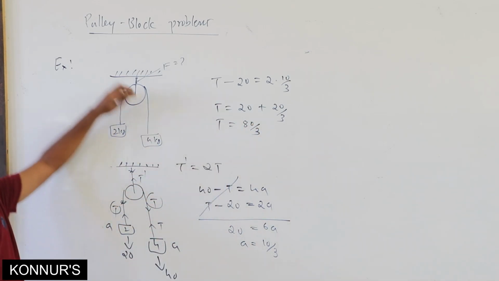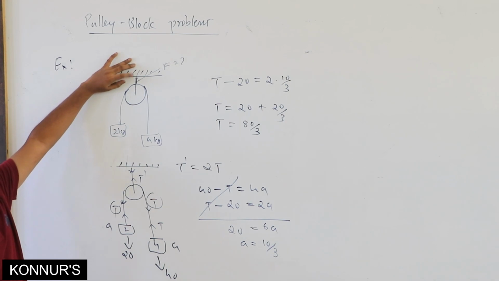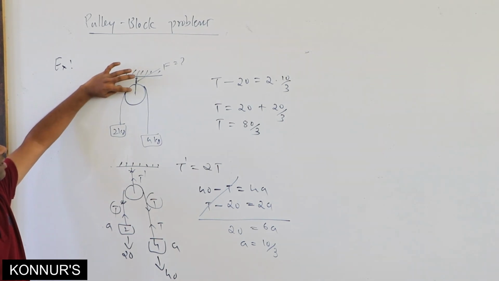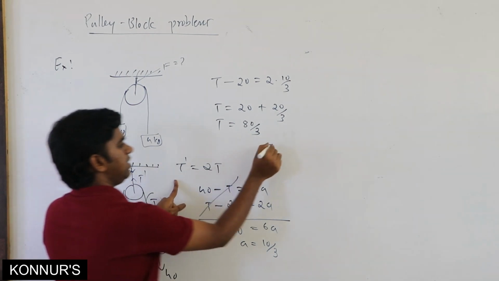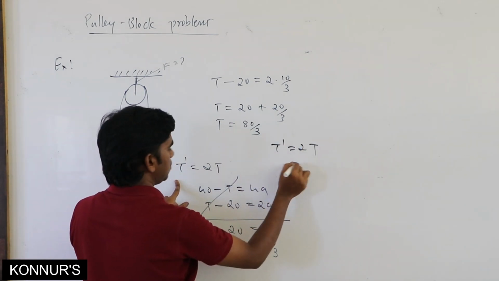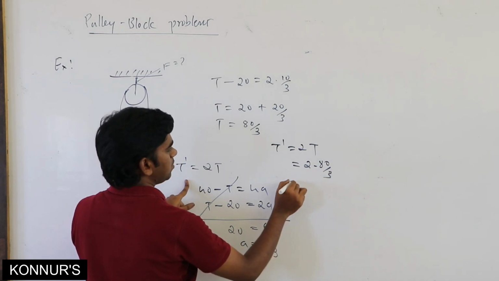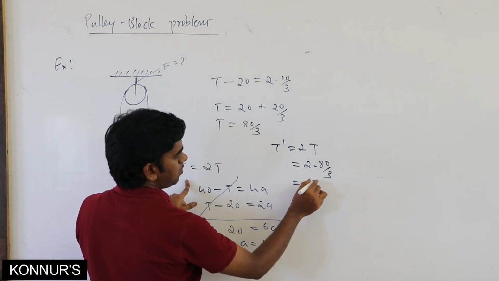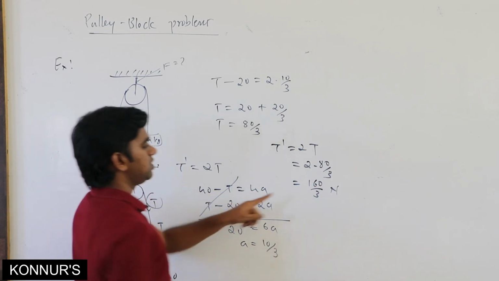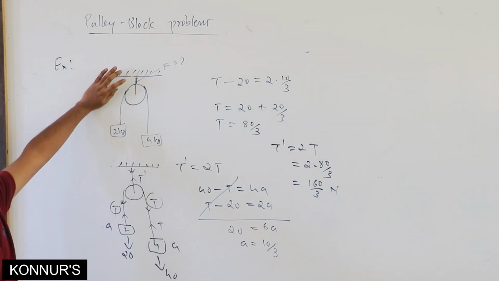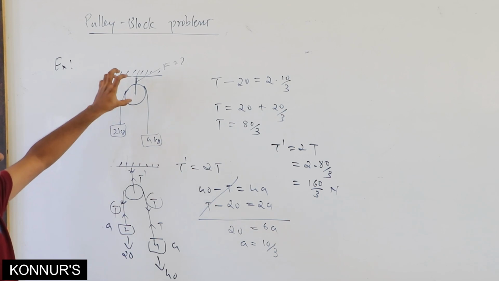So we got T. But actually what we want is the force exerted on the support by the pulley. That is equal to what? T dash equals 2T. So we will get 2 into 80 by 3. So that is what you will get, 160 by 3 Newton. This is the force exerted on the support by the pulley.